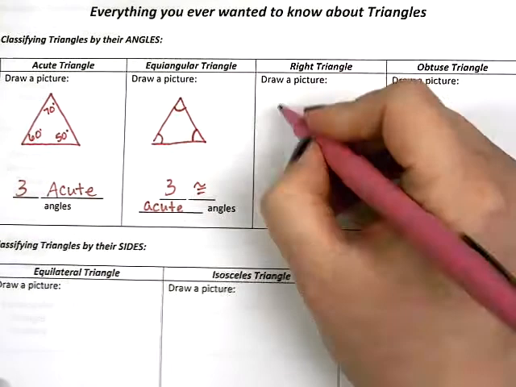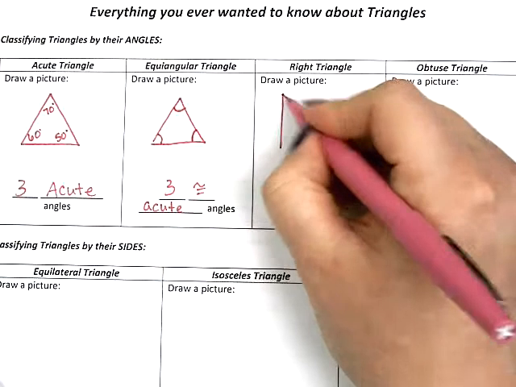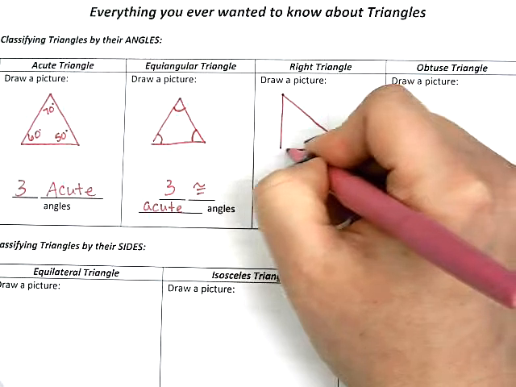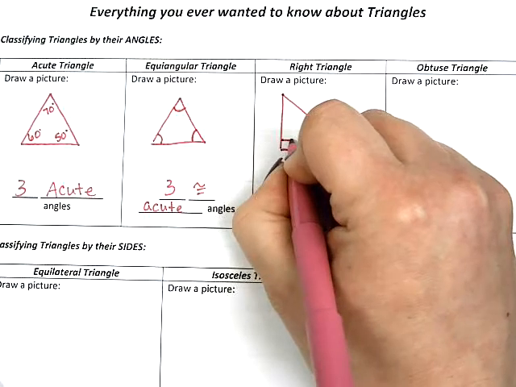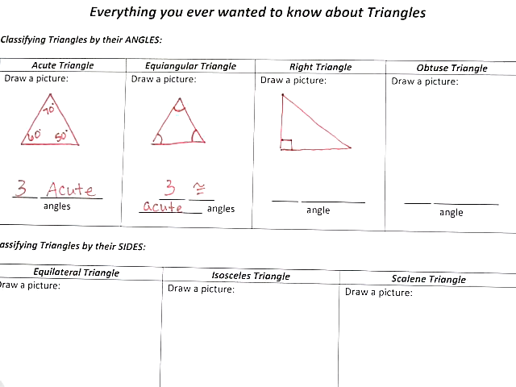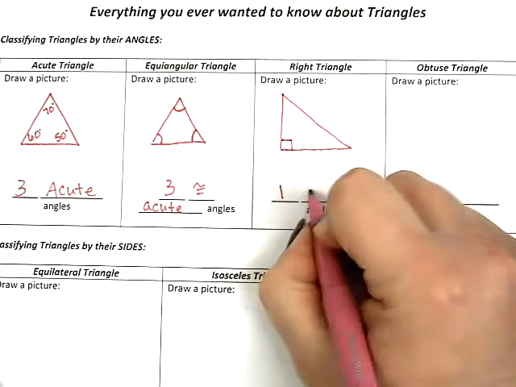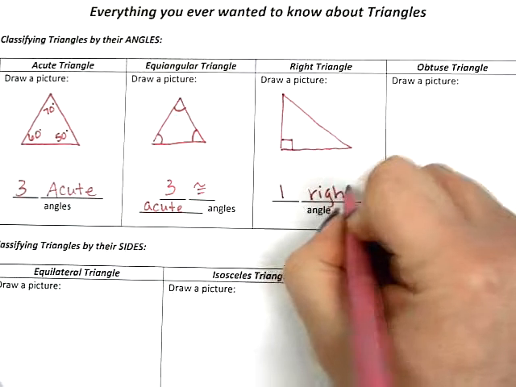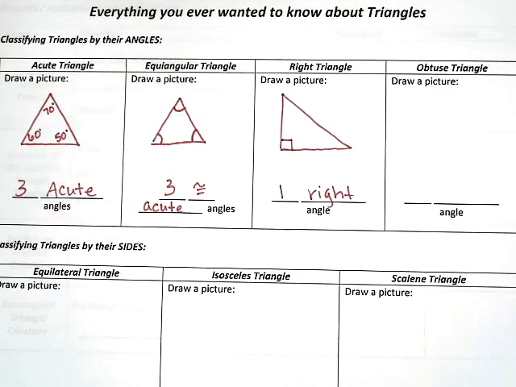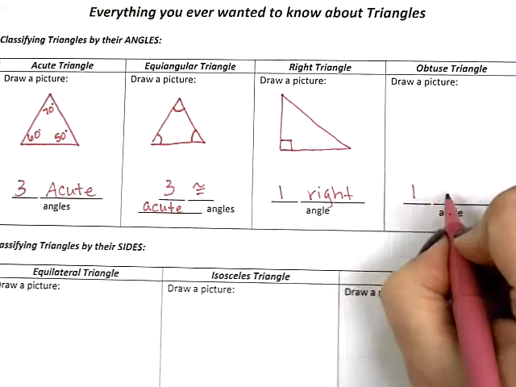A right triangle has exactly one right angle. So if we draw a triangle and put our box there, we know that that means a right angle. So we have one right angle. Can't have more than one, okay, but we can have at least one, or we can have exactly one, excuse me. And then an obtuse triangle has one obtuse angle.